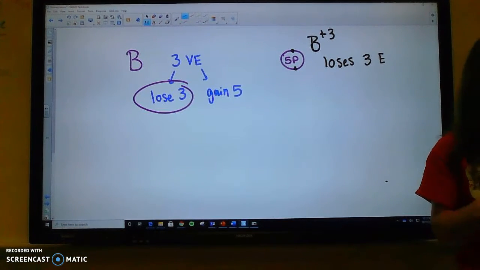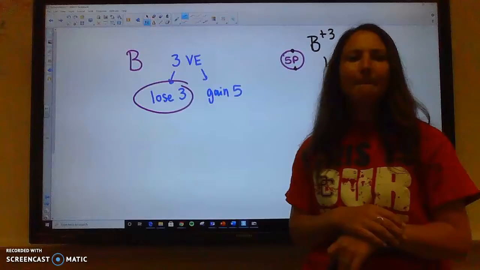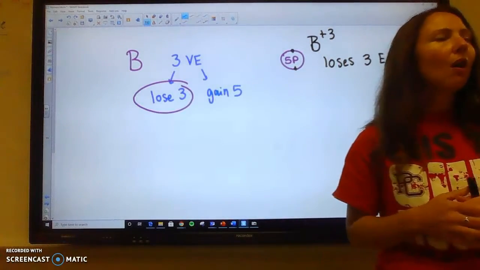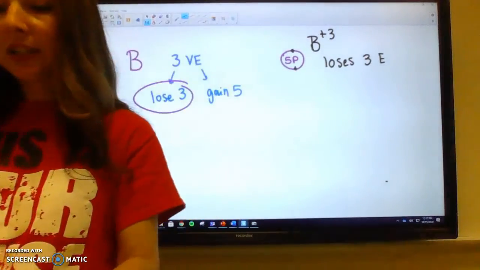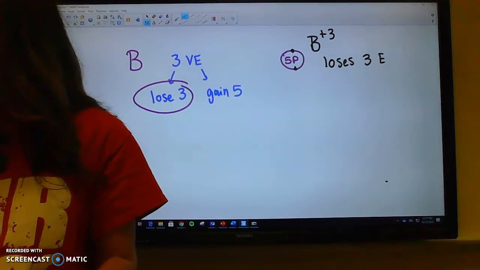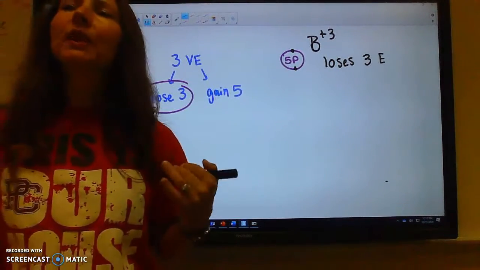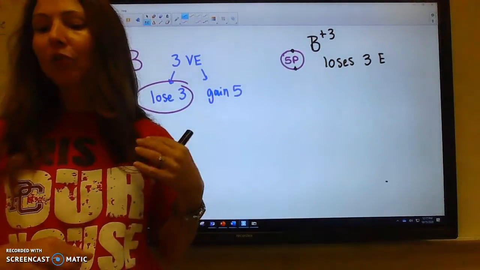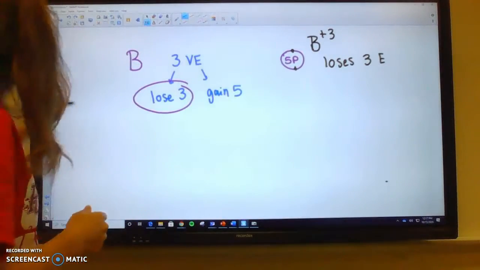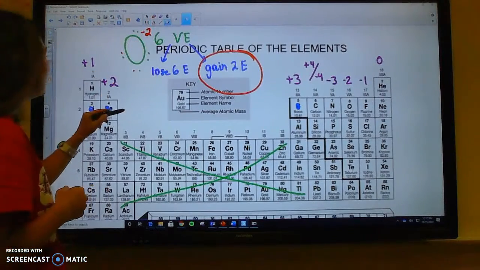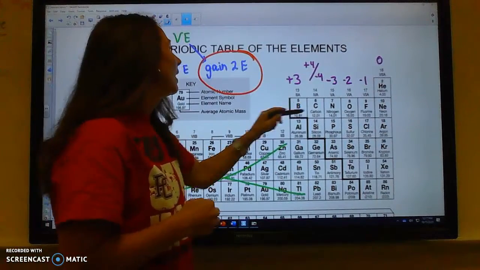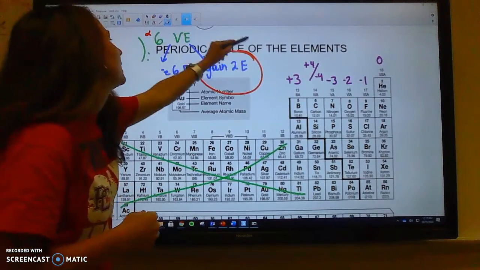Does that make sense? So can you make predictions based on that? On the practice sheet, it's going to ask you several questions such as what charge will a group 2 cation or a group 16 anion have? I just want to show you what that's referring to.